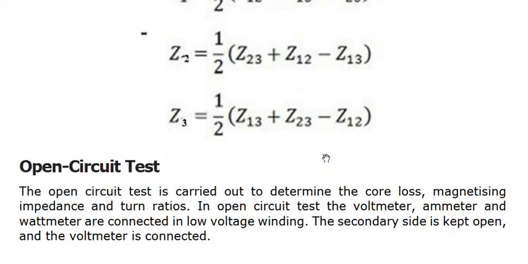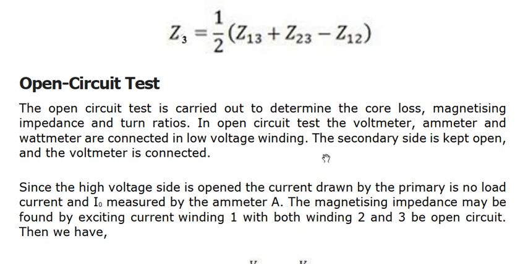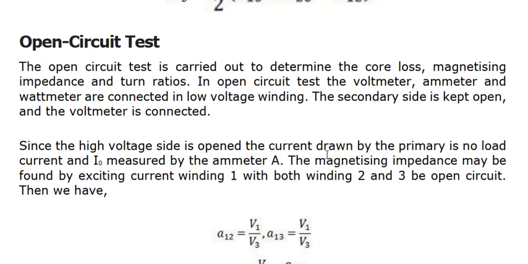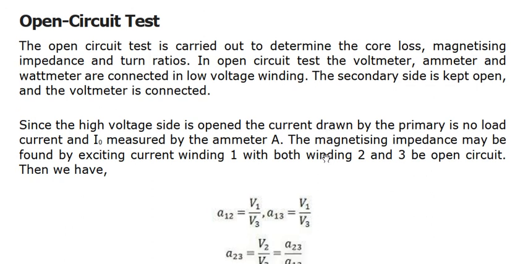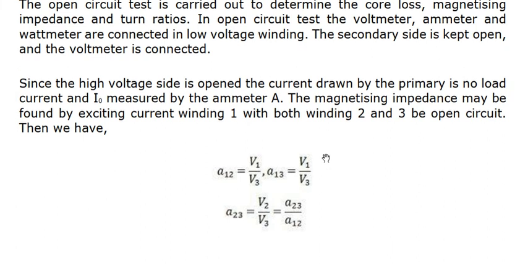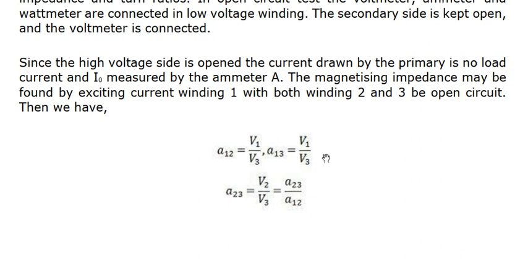Open circuit test. The open circuit test is carried out to determine core loss, magnetizing impedance and turn ratio. In the open circuit test, the voltmeter, ammeter and wattmeter are connected in the low voltage winding. The secondary side is kept open. Since the high voltage side is open, the current drawn by the primary is the no load current and is measured by ammeter A.